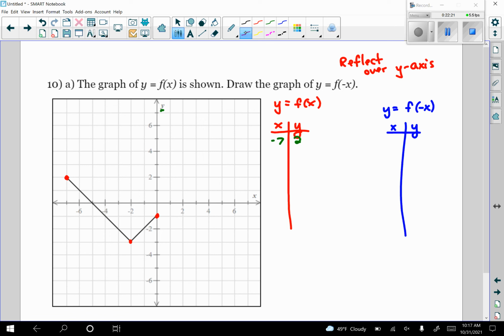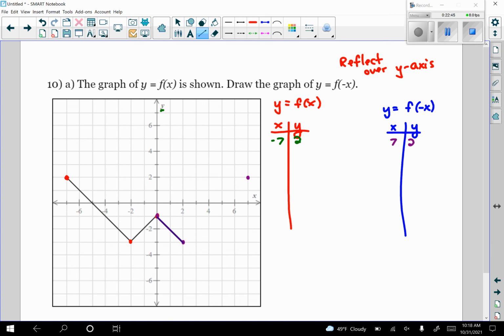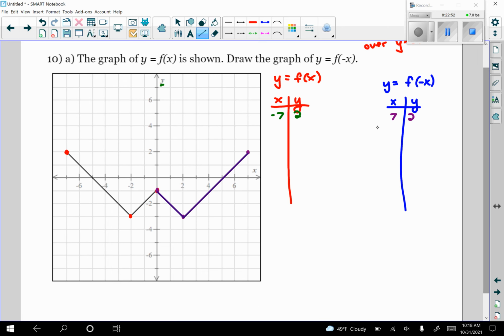So I'm just going to flip that around to get 7, 2. This point would just stay right here. And then this point down here, I'm sorry, -2, -3 will become 2, -3. So this is our graph reflected over the y-axis. Like I said, you can make a table or you could just see that symmetry that's right there.